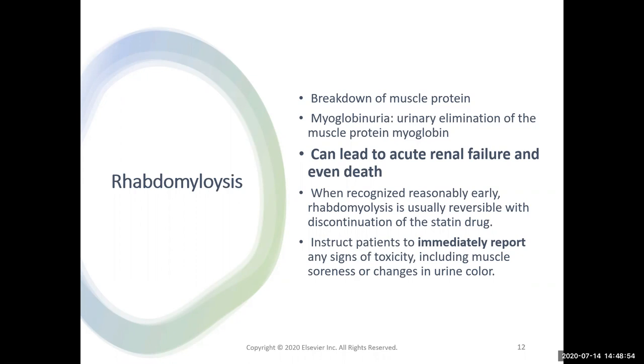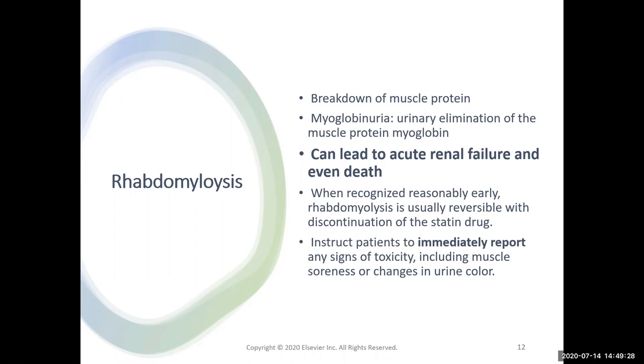And so it's extremely important that we instruct our patients to immediately report any signs of toxicity and any muscle soreness or change in urine color. Urine color is going to become very concentrated and dark. And we need to know about that. Something that doesn't resolve with drinking some more water, and then the next time they urinate, it's clear, that would simply maybe indicate some dehydration. But this will be constant. It doesn't clear. And it goes along usually with the muscle pain that they have.